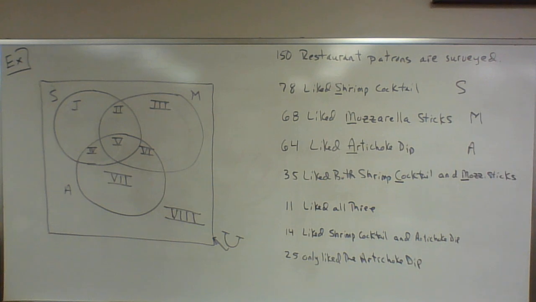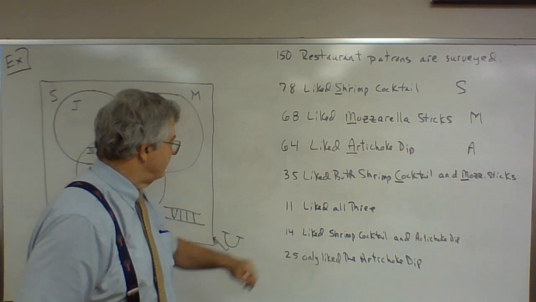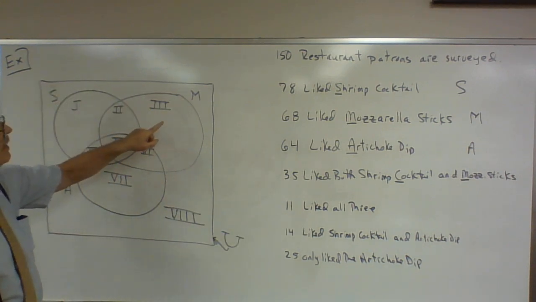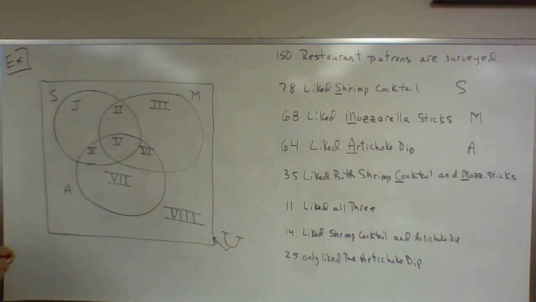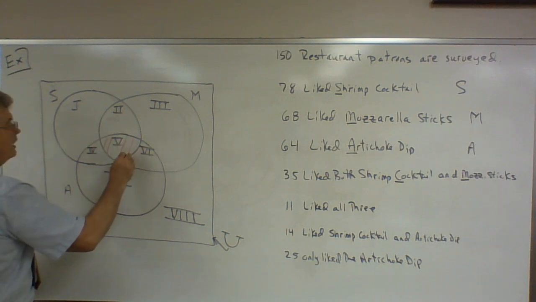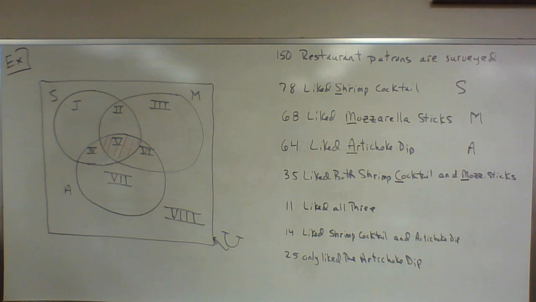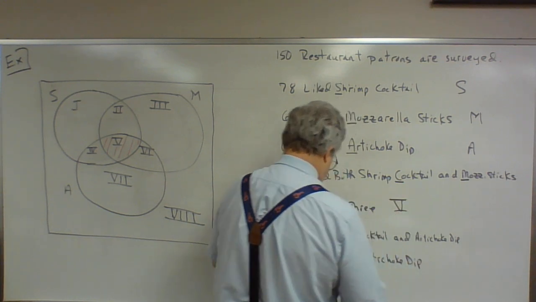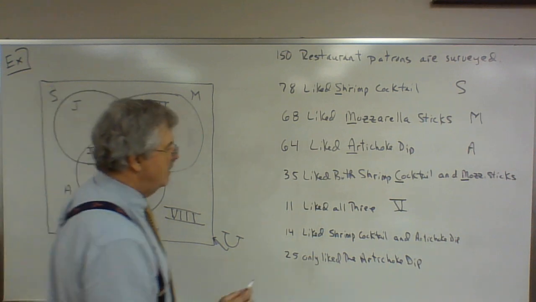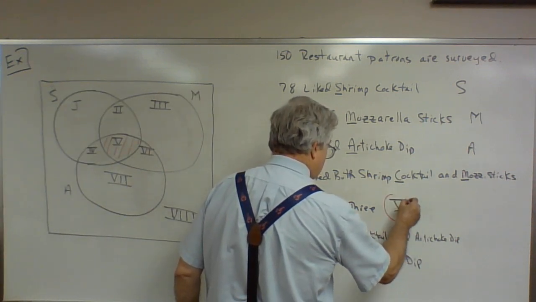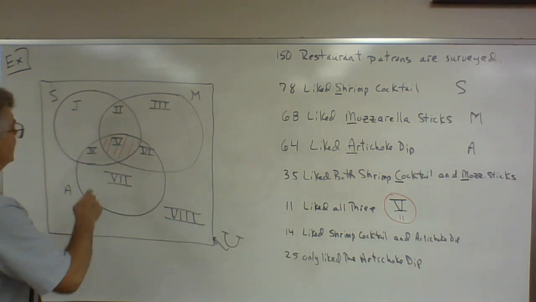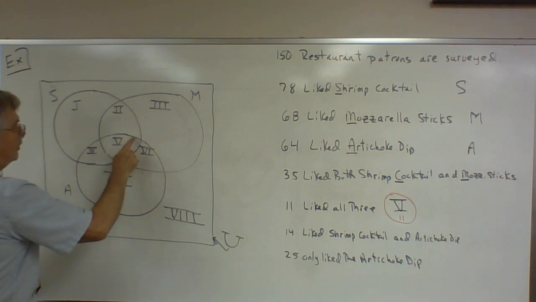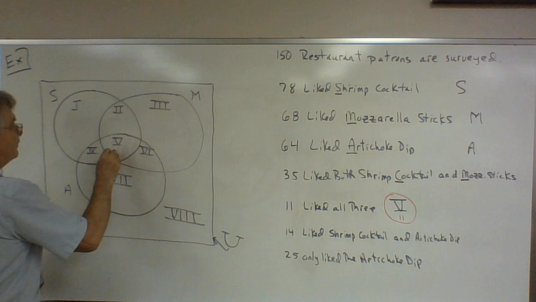Okay. Sure hope this works out. Huh. 11 liked all three. So they're in the shrimp circle, the mozzarella circle, the artichoke circle. So those people who liked all three, they're in region 5. And how many was that? 11 in region 5. Okay. Region 5, we've got 11 people.